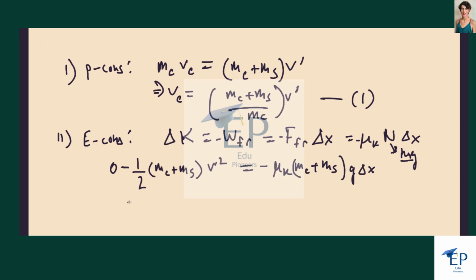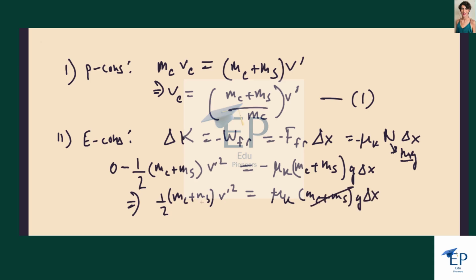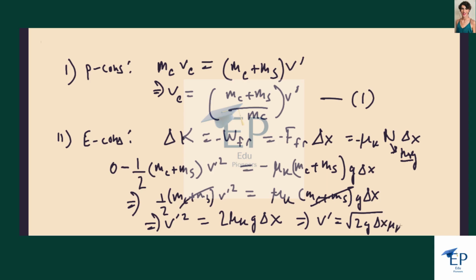And so what we have here is 1/2 times the sum of the masses times v prime squared, equal to mu k times the sum of the masses, times g times delta x. The masses m_c plus m_s cancel out, and we get that v prime squared is equal to 2 times mu k times g times delta x. In other words, v prime is the square root of 2 g delta x mu k.